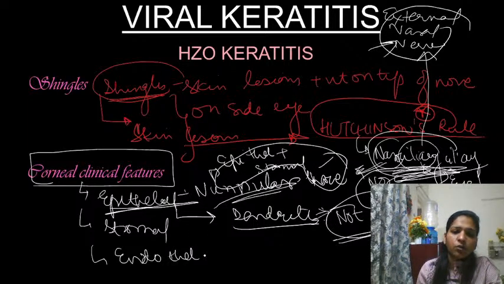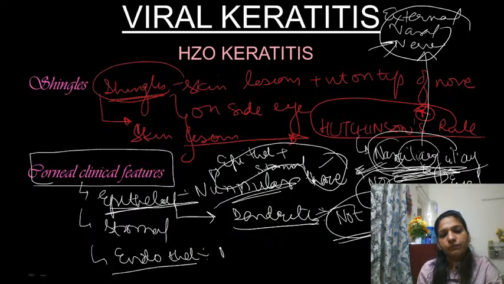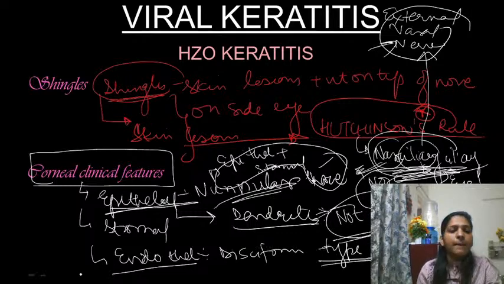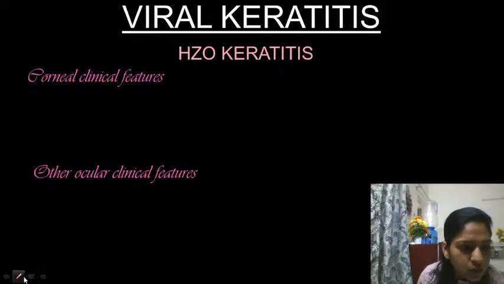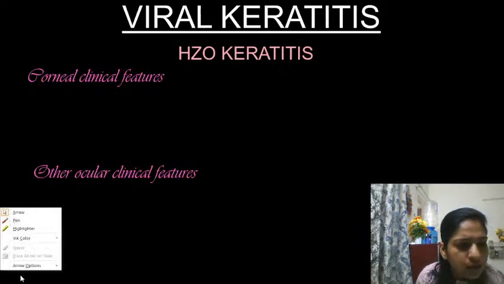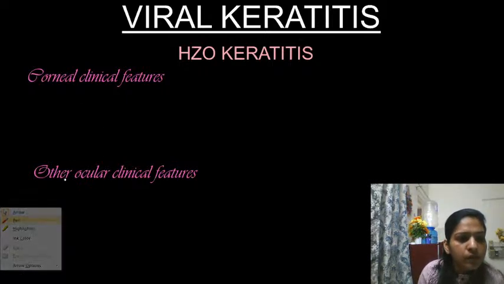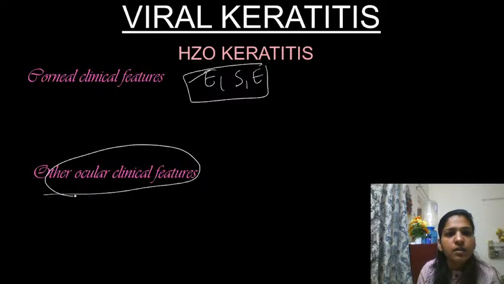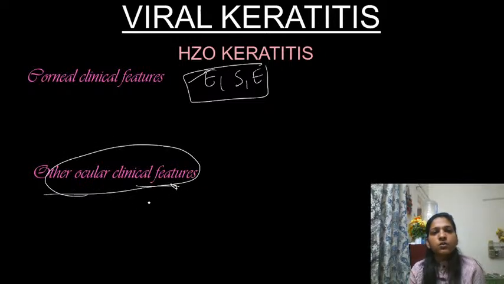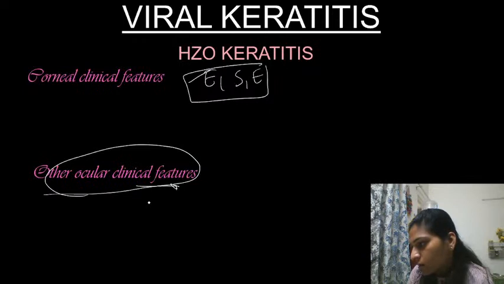Endothelitis, I have already told you that disciform type. Okay, disciform type. Now corneal clinical features, I have already told you. It is epithelial, stromal or endothelial. Other ocular features, apart from cornea, herpes zoster can also involve the other structures of the eye.